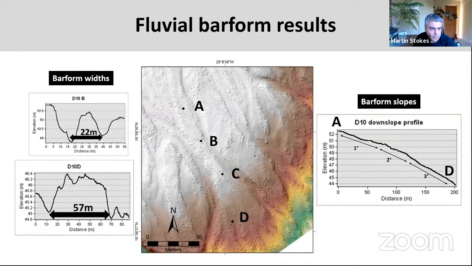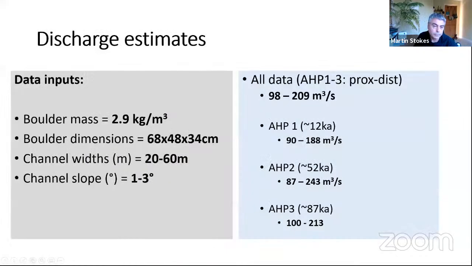Obviously, we've got multiple data sets alongside this, but the narrow ridges were about 20 meters wide, and then the splays anything up to about 60 meters wide. That was consistent for all the different sites. And then we got this range of 1 through to 3 degrees for the slopes.